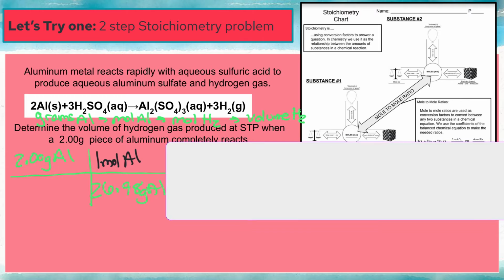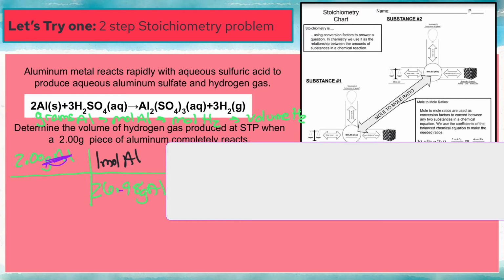Then I'm going to use my next conversion factor because I'm going to go from grams of aluminum to moles of aluminum, then use the molar ratio between aluminum and hydrogen in the balanced equation to go from moles of aluminum to moles of hydrogen, then from moles of hydrogen to volume of hydrogen using that 22.4 liter conversion. So once I have that set up, my grams of aluminum cancel, and I'm left with moles of aluminum.